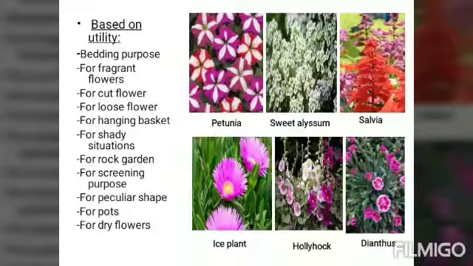And after that, the carnation. There are so many examples, and one example I have put here is the picture of petunia, the first picture. It's really good for bedding purpose.